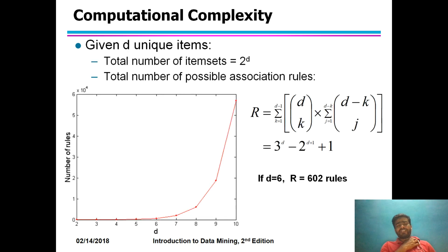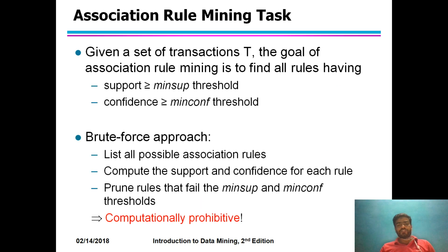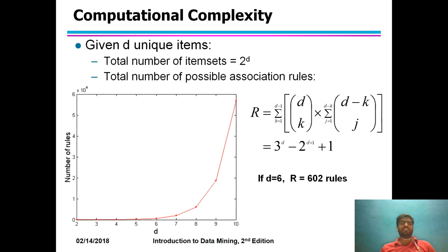What is the computational complexity involved in the brute force approach? Given D unique items, the total number of item sets is 2 raised to D. So 2 raised to D is the total number of item sets that can happen.